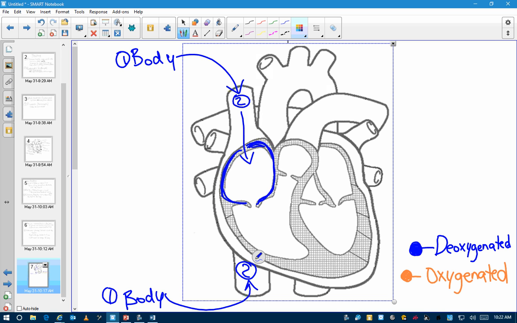I'm going step by step, so this is showing you the steps of the blood. We started in the body, and then the first place we come into the heart is the superior and inferior vena cava. The next stop is here, which is the right atrium. That atrium is receiving blood from our body on the right side, and it's deoxygenated blood.